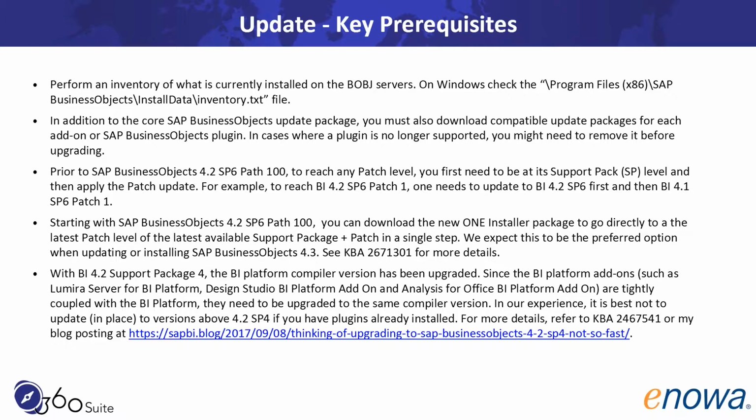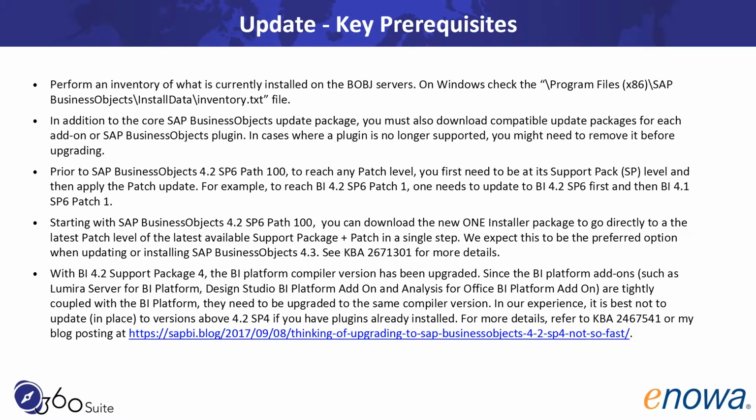One of the more painful aspects of doing an upgrade in the past was the multi-step methodology we had to take, where we first went to the support pack, then we went to the latest patch. The good news is going forward, that's not an issue. Starting with 4.2 support pack 6, this has actually already been out, and it will continue with 4.3 as this new one installer package. I have used them, they're great. Essentially, you can go directly from your current version to the latest support pack and patch version in a single step. It's a new installation package.